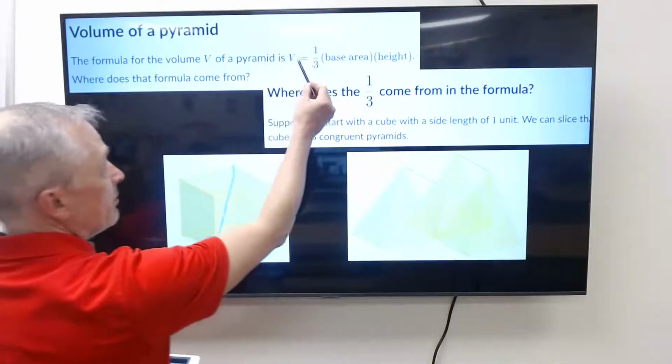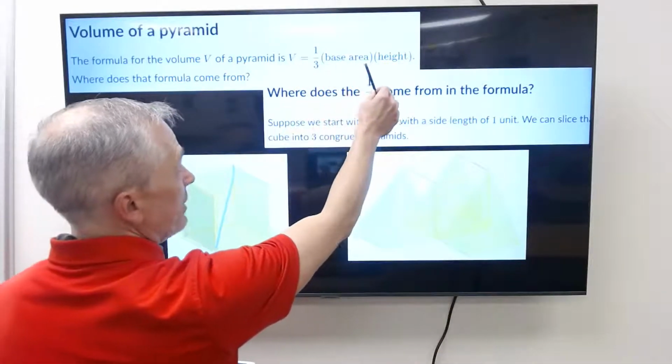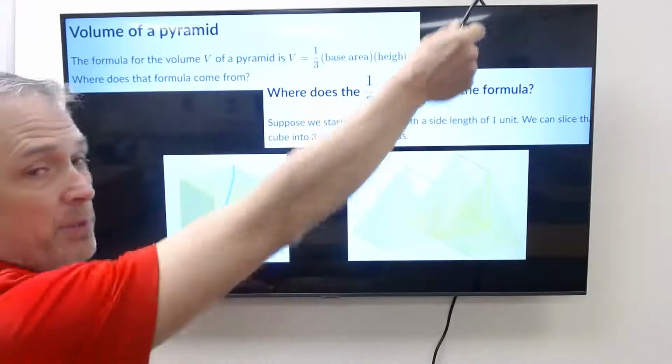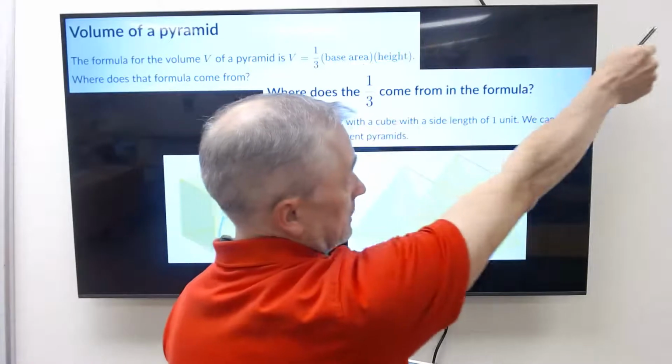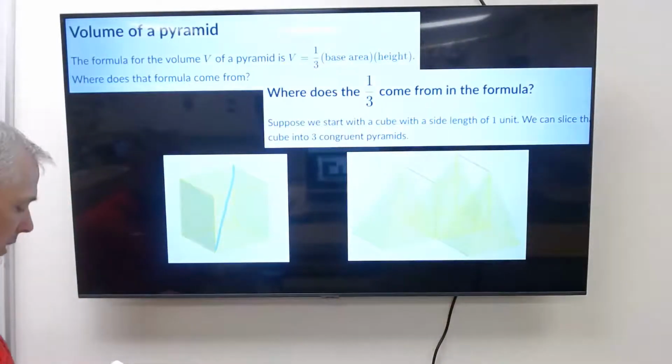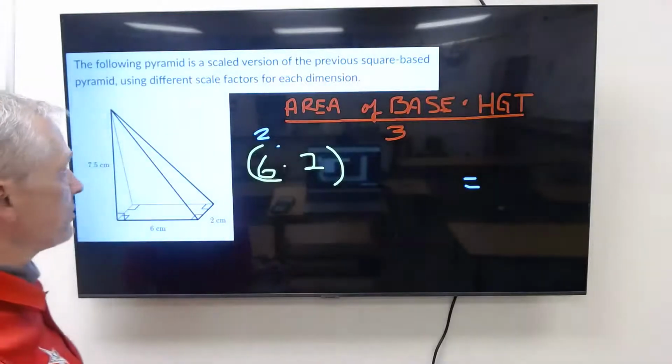So the volume of a pyramid is 1/3 the area of the base times the height. And we have that up here on the wall. It's been up there all year. You can look at that. Good way for you to test yourself.